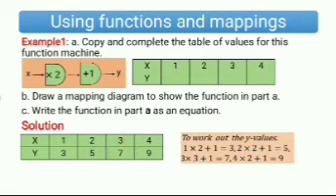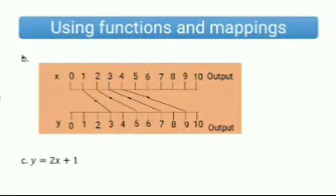So let's pick 3. 3 multiplied by 2 is 6. 6 plus 1 is equal to 7. Then 4. 4 multiplied by 2 is equal to 8. Then 8 plus 1 is equal to 9. And this is the explanation. So if this one is clear now, okay, B part.